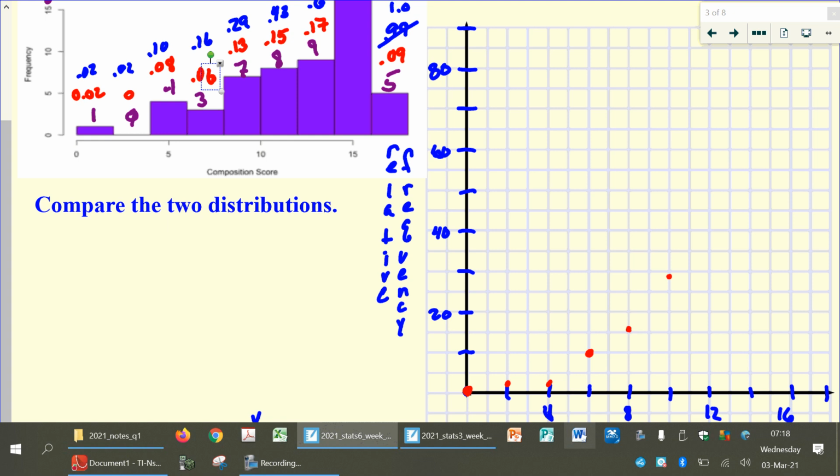12 is at 43%. Then the next one, 14, is up at 60%. 16 is at 90%. Need to move my thing over. That was that big spike, so we can see a big jump here.